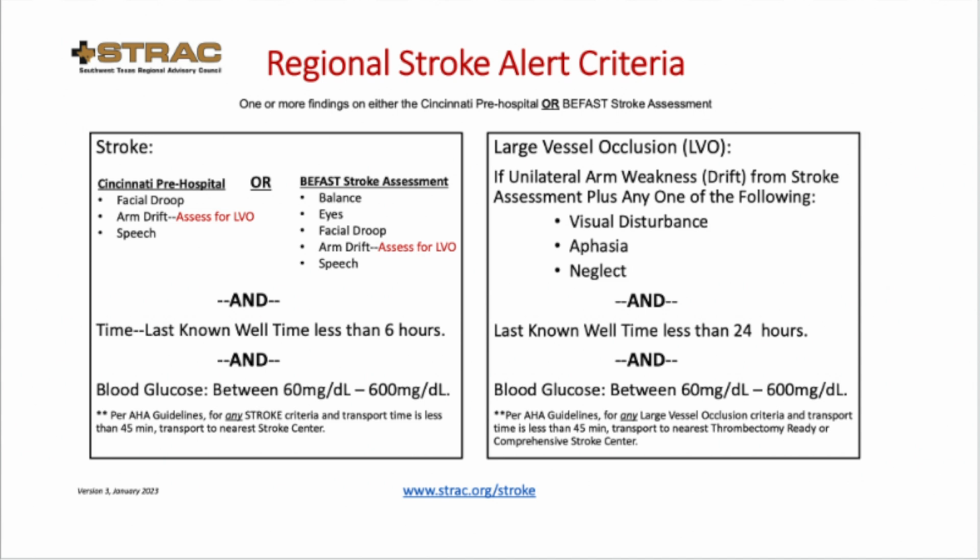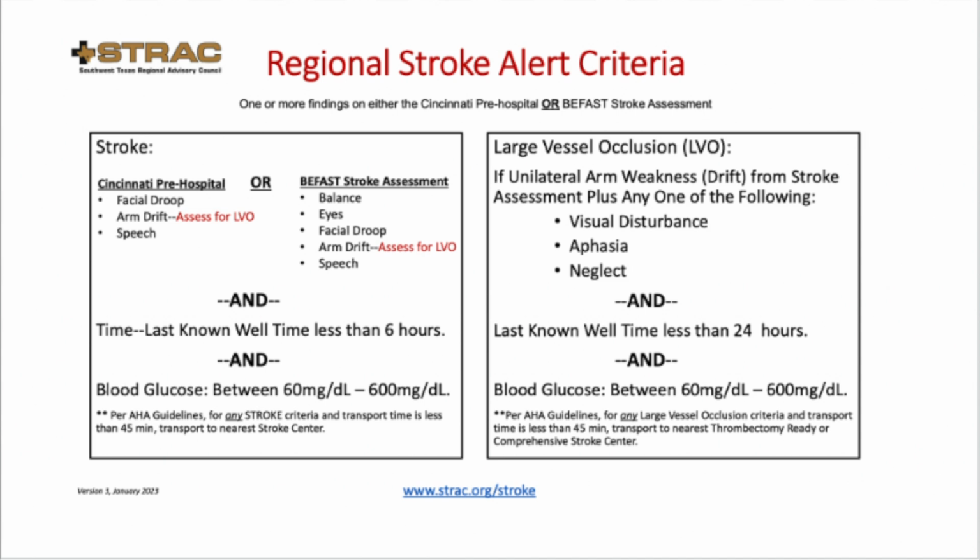The purpose of this slide is to relate the findings on the stroke screenings, including the CPSS and the BFAST, and when to take these findings and then apply VAN criteria. Just to summarize, for the CPSS and BFAST, if we have positive findings here, as well as a last known well time within 6 hours, as well as serum glucose levels between 60 and 600, we do have the possibility of initiating stroke protocol. Additionally, if we have positive arm drift, also known as pronator drift, if we have that present, the VAN criteria should be applied.